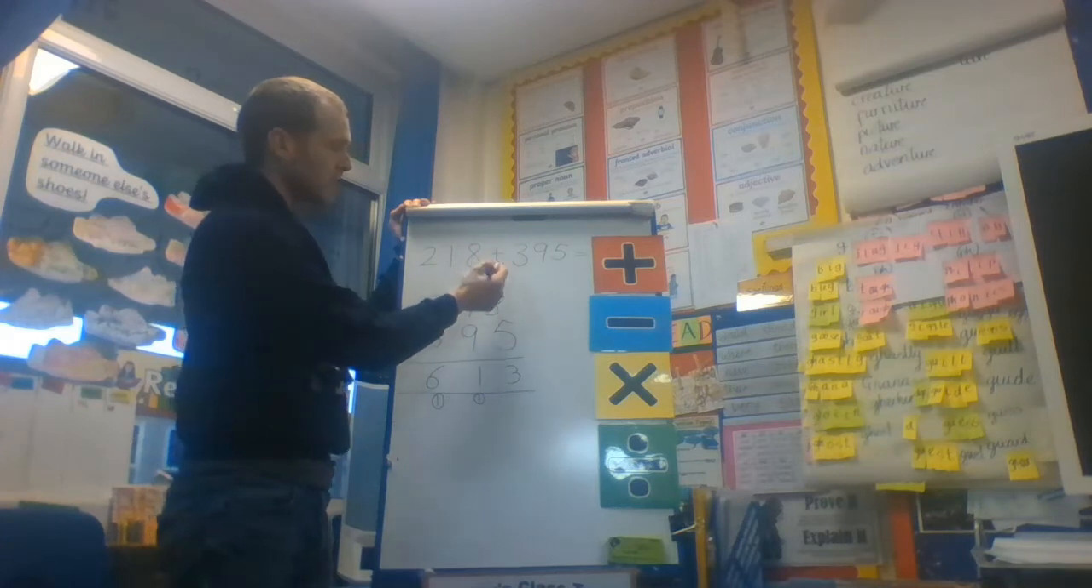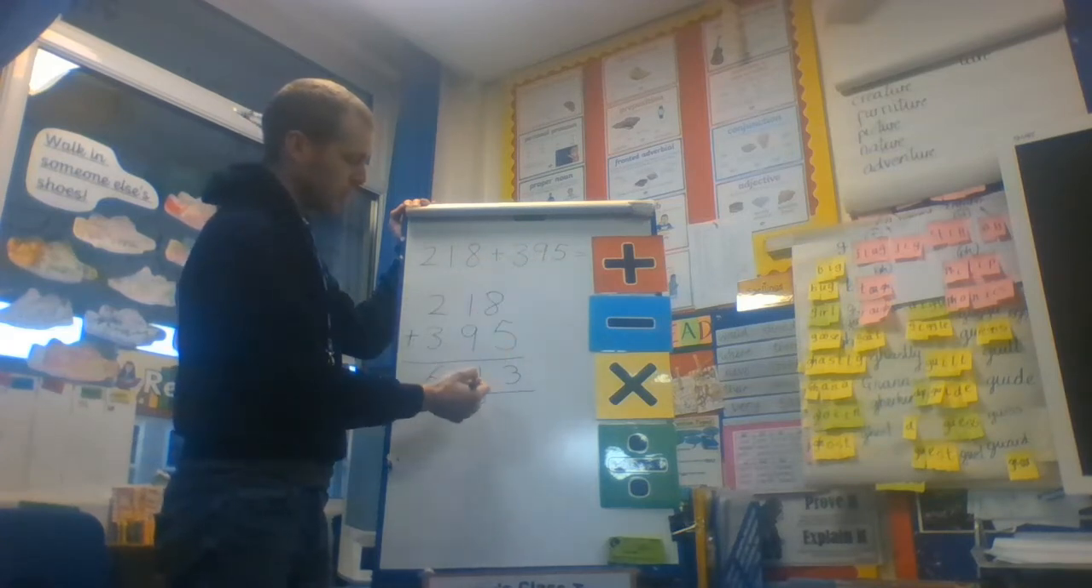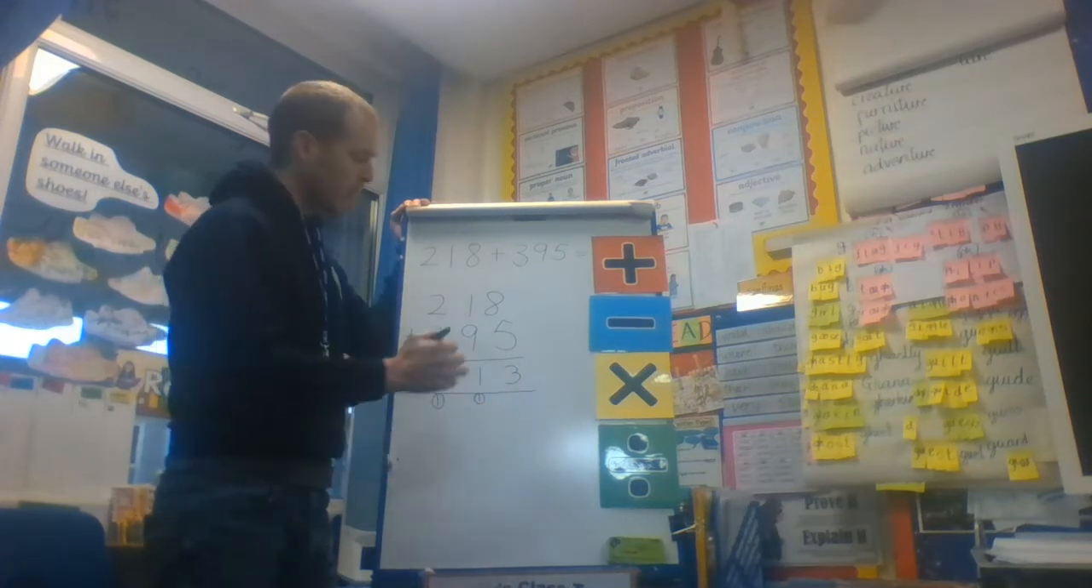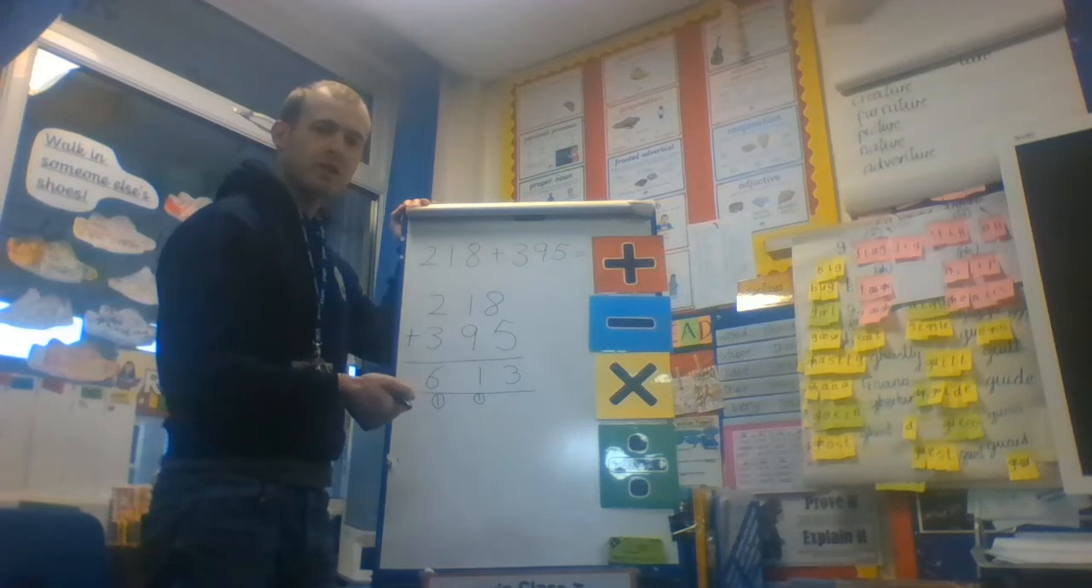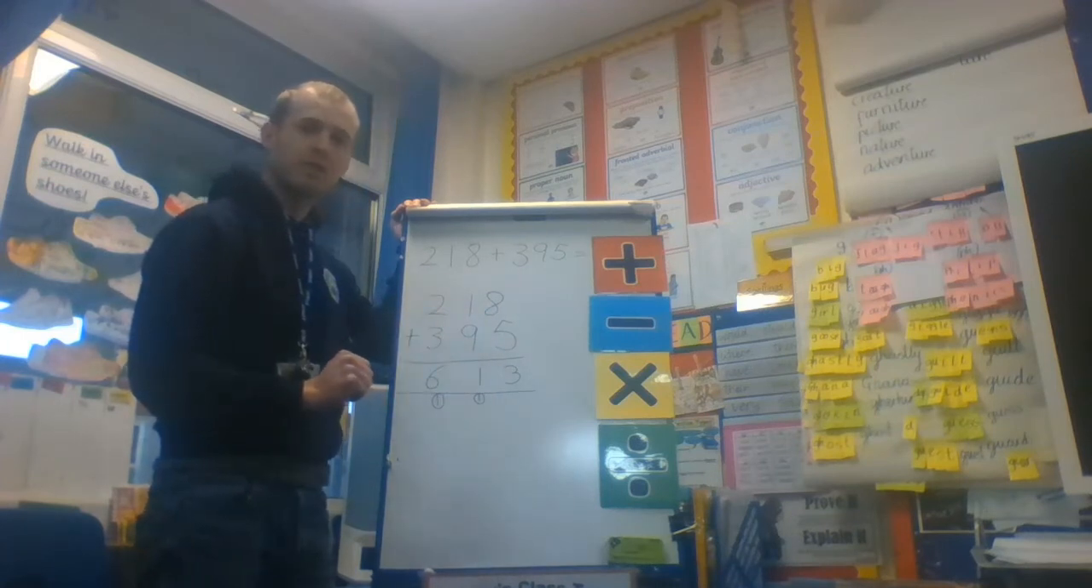218 add 395 equals 613. Okay? Now, I'll go on and I'll talk through the slides in a second, and then we'll go through some more examples, some questions for you to answer.